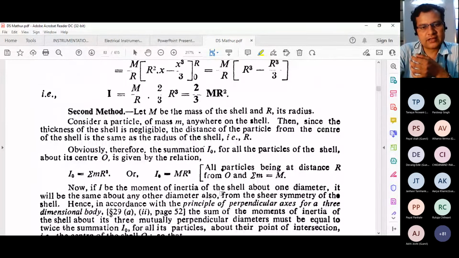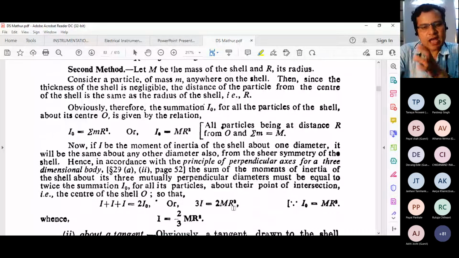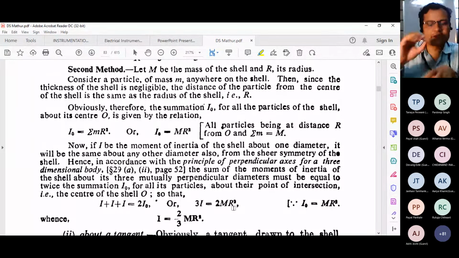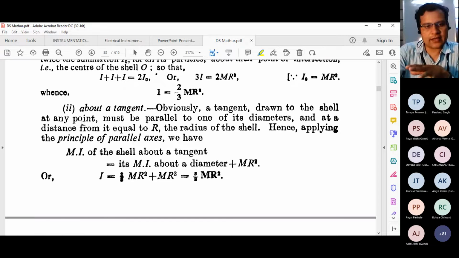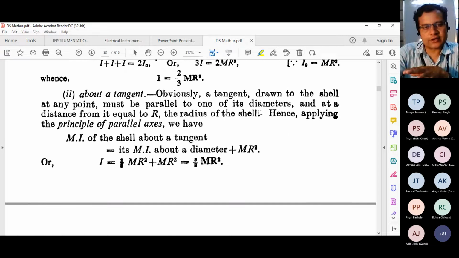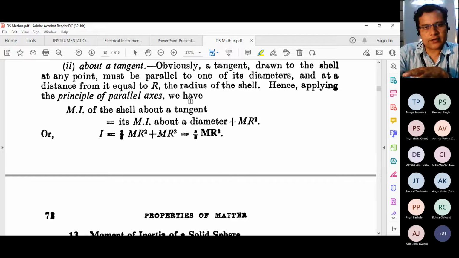Okay, spherical shell. A spherical shell is a spherical body having a certain shell on it, but which is a very, very thin area, so its thickness is negligible. Okay, about the tangent. Now we need to determine the moment of inertia about its tangent.